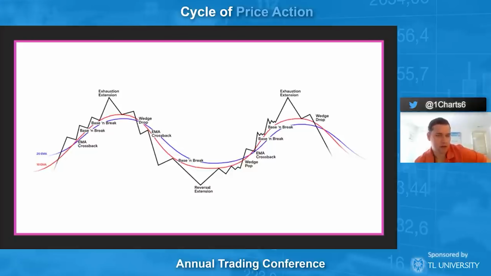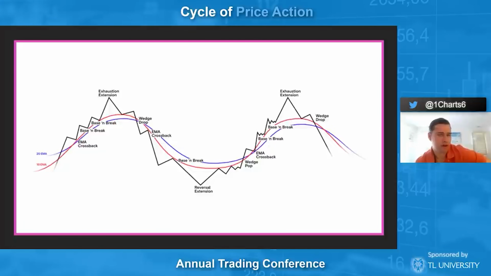And oftentimes you'll go through these exact same steps to the downside, but they'll happen much more quickly than on the upside. What might take 6, 8, 12 weeks, and I'm talking on the daily time frame, to the upside, could be 2 to 4 weeks on the downside. So you get the wedge drop, the EMA crossback, you might get a base break, usually only one, and then you'll get a reversal extension. So that really is the whole price cycle.